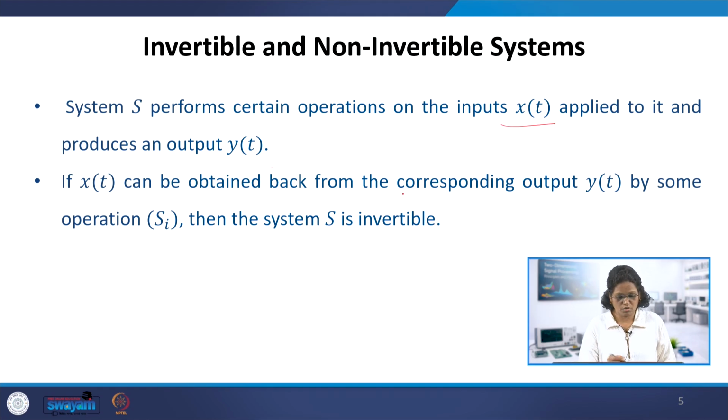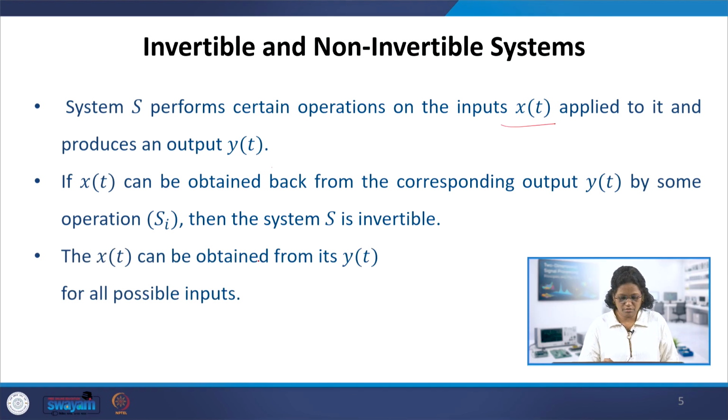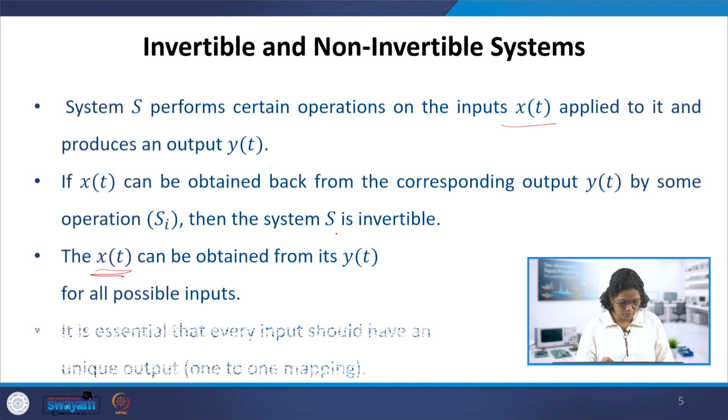If we are not able to get the x of t back from this y of t, then it is going to be a non-invertible system. So, x of t can be obtained from its y of t for all possible inputs. That is the case which needs to be noted. It is not that for one input you get a y of t, and then from y of t you can get back x of t, only for one input. It should be valid for all possible inputs, every input.